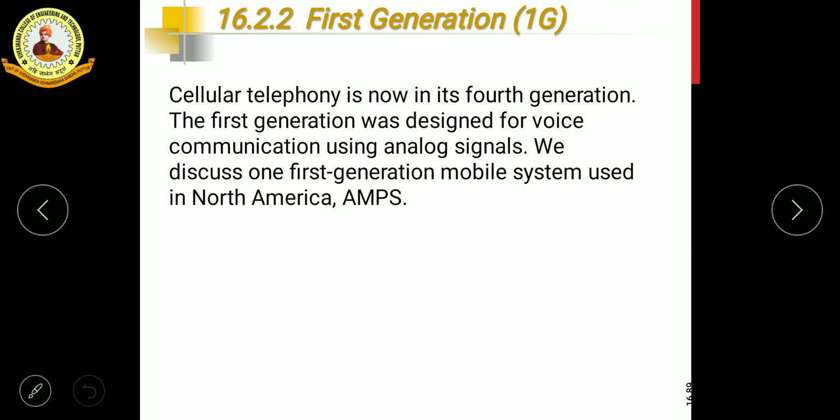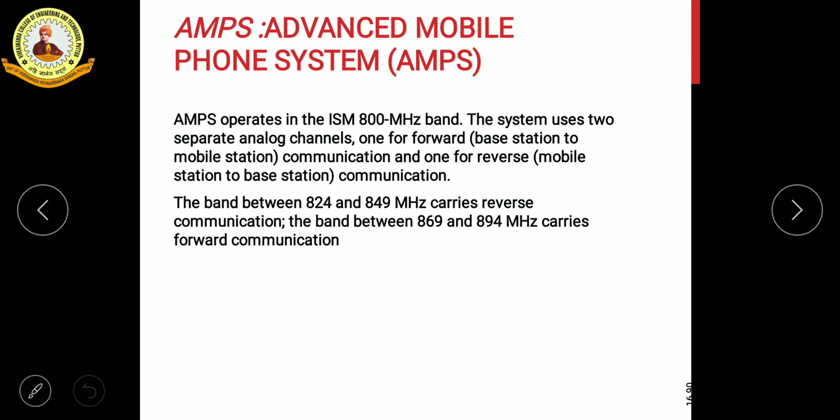Okay, we discuss the first generation mobile system used in North America, AMPS. We have two standards here. AMPS is a standard, and I'll tell you about the other one further on. This is North America's standard. What is AMPS? It stands for Advanced Mobile Phone System. AMPS operates in the ISM 800 megahertz band. These things you should know, right?